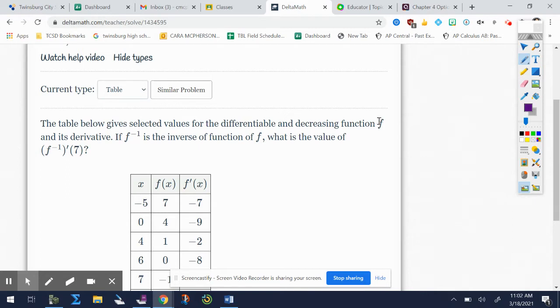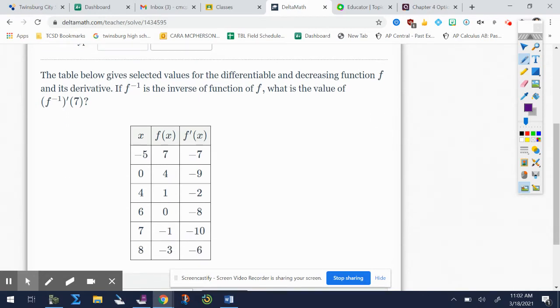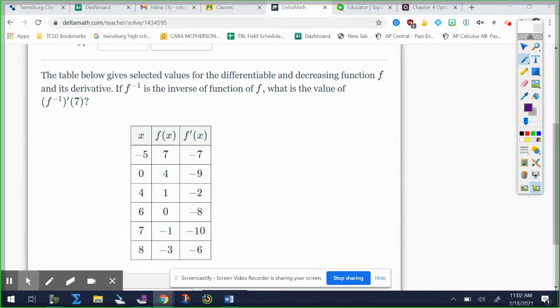So here's how this works. They are going to tell you what function you're working with. So we have this function f, and this table involves f and its derivative, and it wants to know the derivative of its inverse at 7. So here's how we do this. We are going to first write down what function it is that we're deriving. So we're deriving f, and we're going to reciprocate it. So those first two steps, derive, reciprocate.